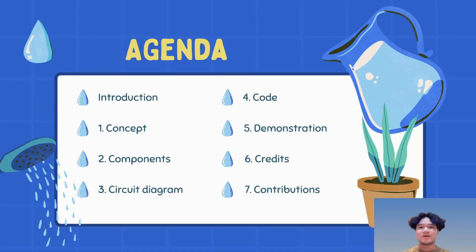First is the agenda, what we're going to be talking about today. I'll give a little bit of the introduction and the background and then move on to our concept. Then I'll let my friend take over and talk to you about our components, the circuit diagram, as well as the code. After you've seen our circuit diagram and the code that we've uploaded to the Arduino, I will show you the demonstration of our project as well as the uses, and then finish with the credits and the contributions that our project hopes to achieve.